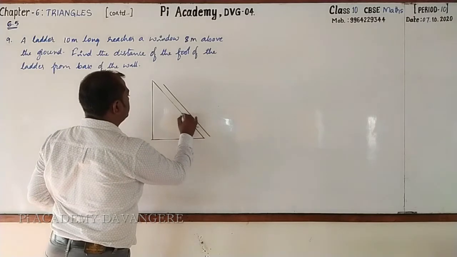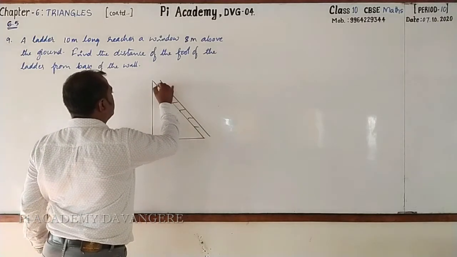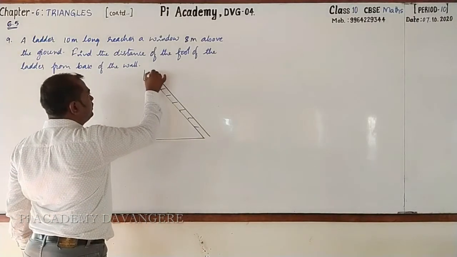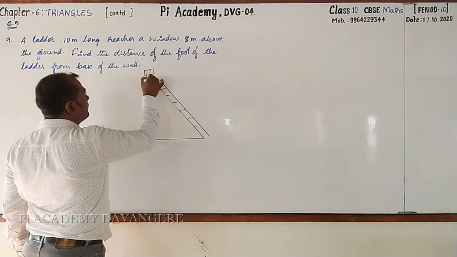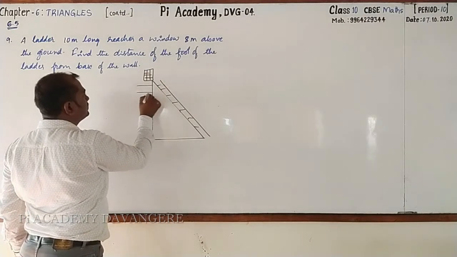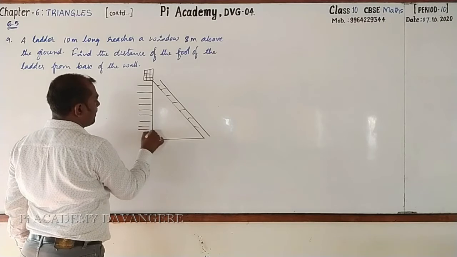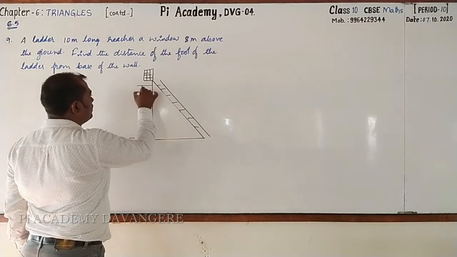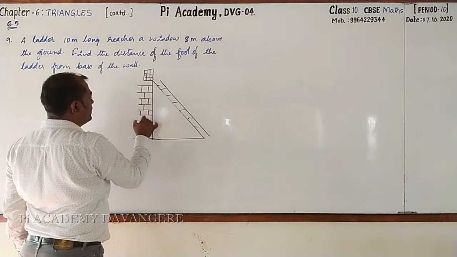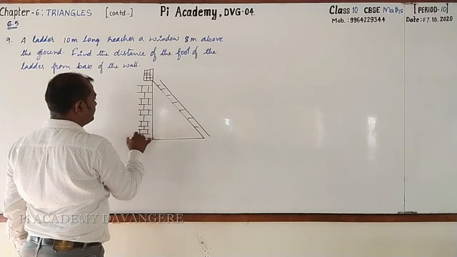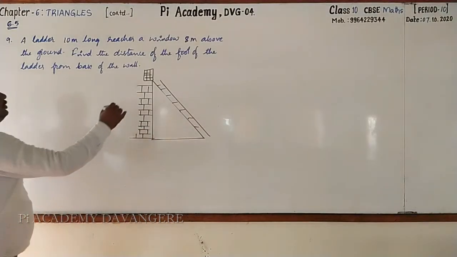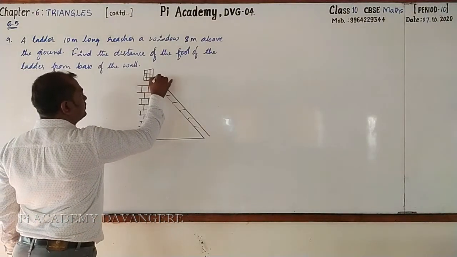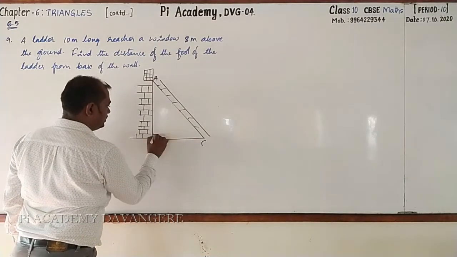This is a ladder. And here is the window. And this is the wall. Okay. And go through the statement now. We call the triangle formed as ABC. It is right angle.